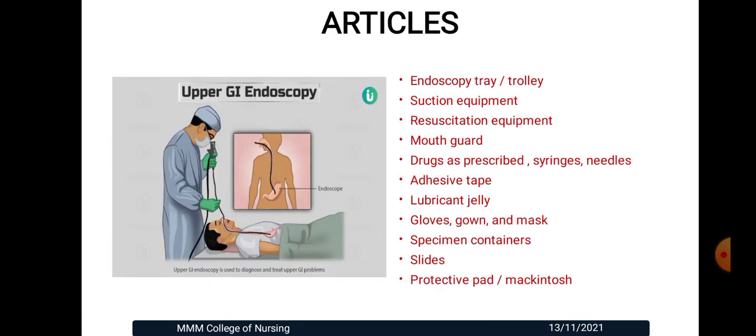Articles needed for endoscopy procedure: endoscopy tray or trolley, suction equipment, resuscitation equipment, mouth guard, drugs as prescribed, syringes, needles, adhesive tape, lubricant jelly, gloves, gown and mask, specimen containers, slides, protective pad, and Mackintosh. These are the articles needed for upper GI scopy.